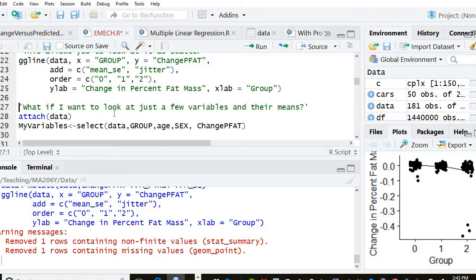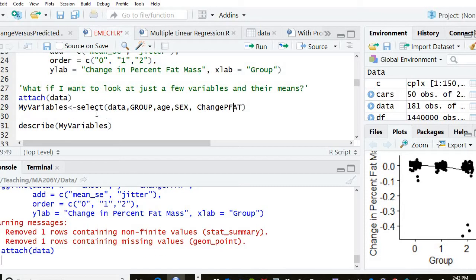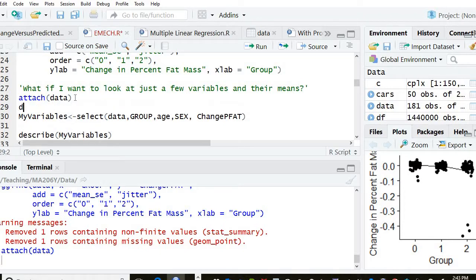All right, so now I want to maybe look at some summaries of what the means look like. These are kind of tables you want to put into your project. So if you attach the data and do select, if you just did describe data, I'm going to show you what that looks like if I just do describe data.